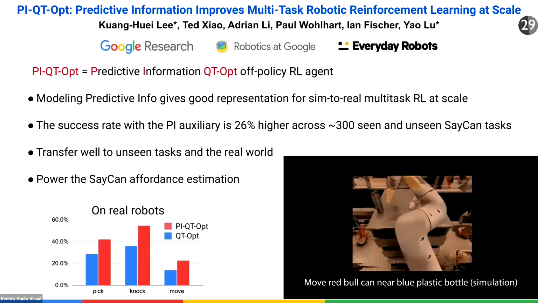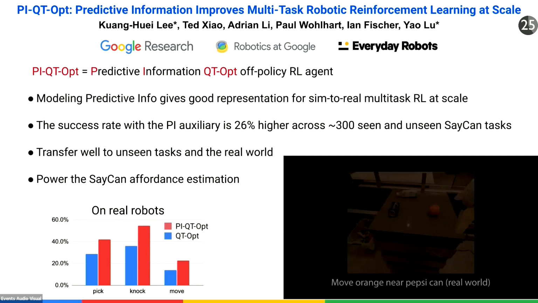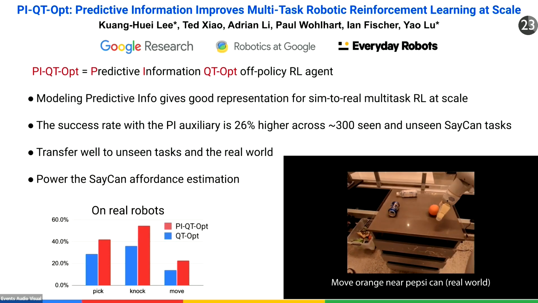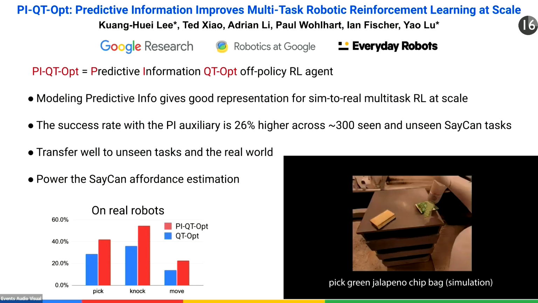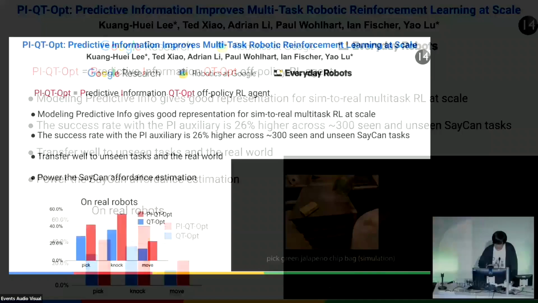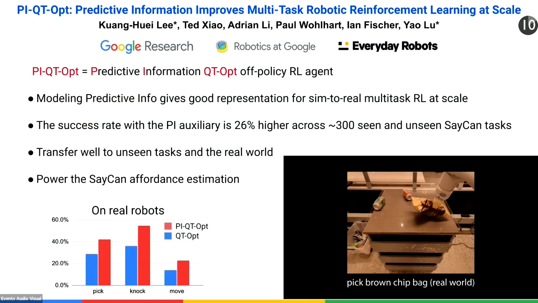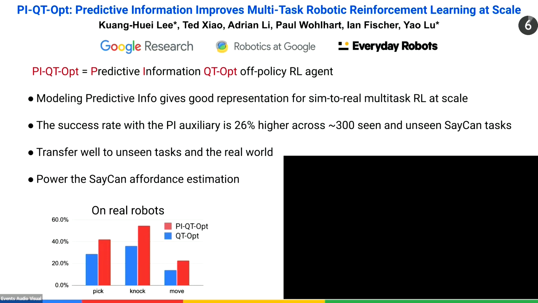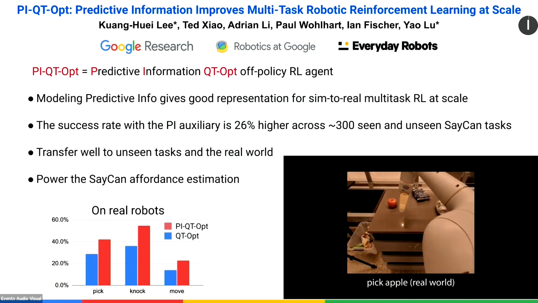So what we found is modeling predictive info gives really good representation for sim-to-real multitask RL at really large scale. And you can see that the success rate with explicit modeling of predictive information is a lot better than without. And it transfers really well to unseen tasks and the real world. So if you're interested, please come to our poster for details. Thank you.